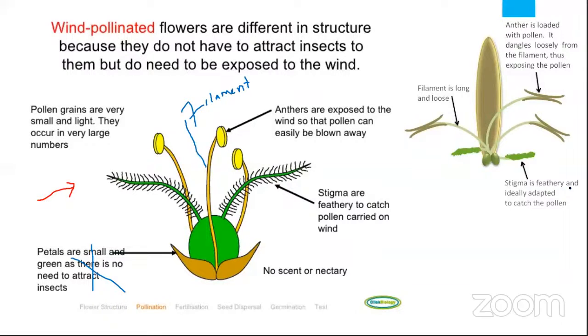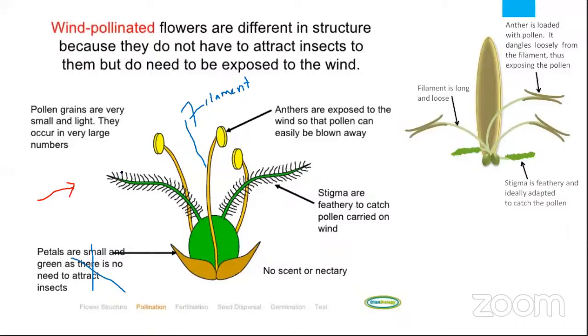Now, what you must know is an adaptation should be a structure possessed by an organism that will enable it to perform its work well. Here we are looking at wind pollinated flowers. Which particular structures do these flowers have that enable them to undergo wind pollination very well? That is what should be at the back of your mind.